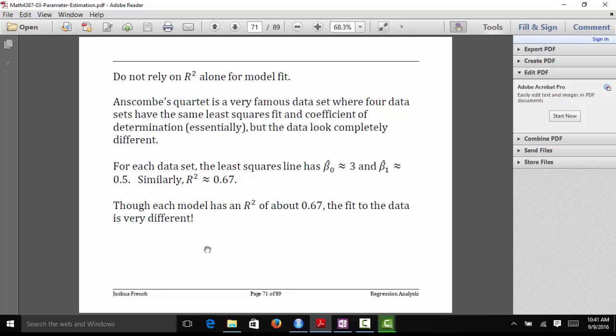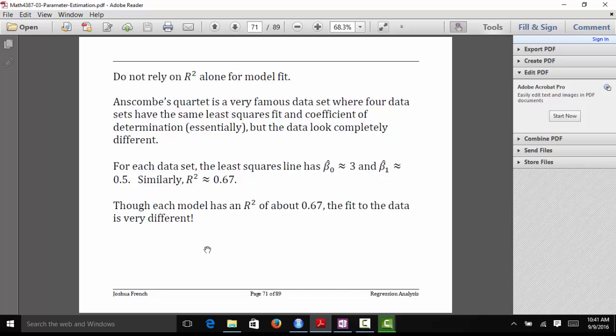So as we conclude this section talking about goodness of fit and R squared, I want to emphasize the fact that you cannot rely alone on R squared to diagnose how well your model fits the data. A famous data set that illustrates this point is called Anscombe's quartet. This researcher named Anscombe generated 4 different data sets. They look very different when you plot them, but in fact, their intercept, their slope, and their R squared values are almost identical. So they're not exactly the same, but they're very, very close.